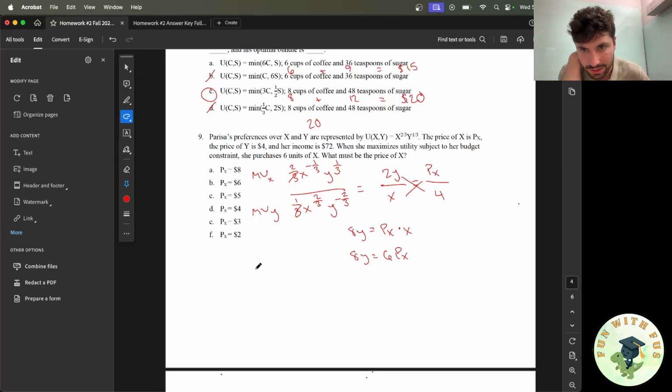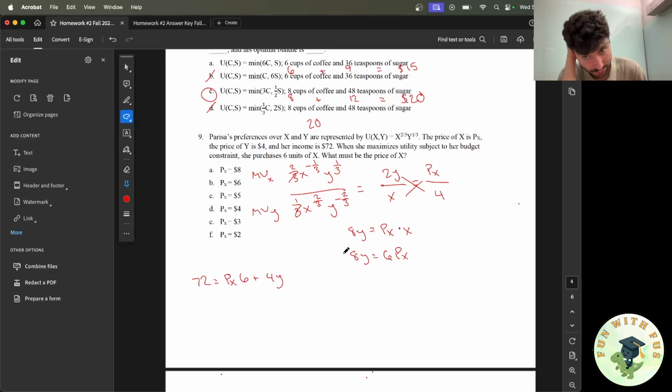And my final step would be to get, we got 72 in the tank. We got our price of x times x. So price of x, we don't know, but we do know the amount of x is 6. Plus, we know the price of y is 4, and this is times y.